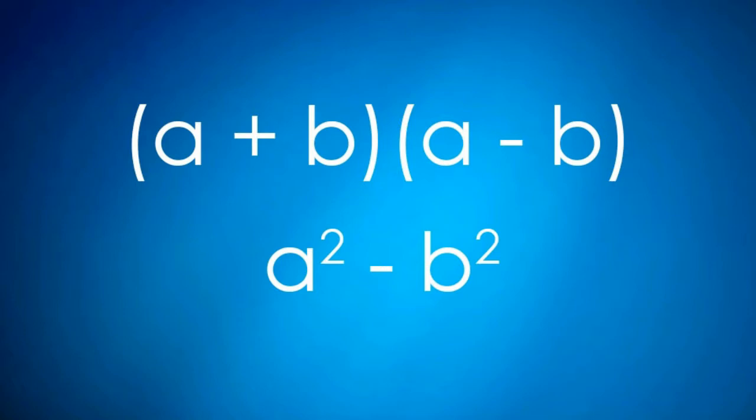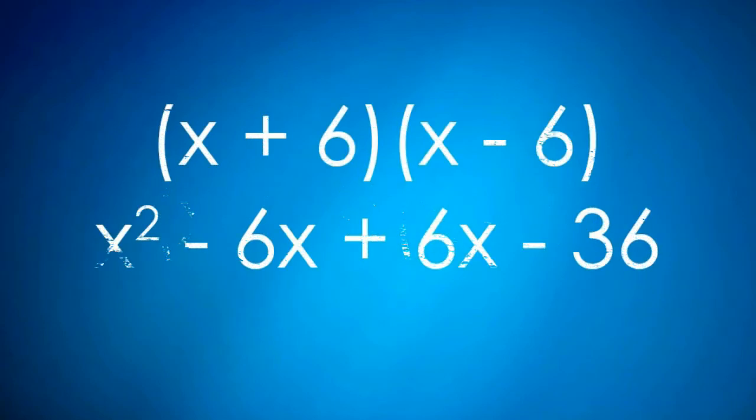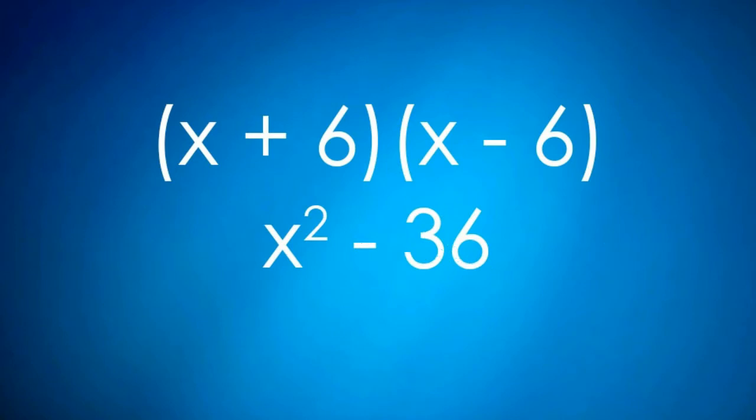We will have another example of difference of two squares, given quantity x plus 6 times the quantity x minus 6. Again, we will use the FOIL method to derive the simplified form of the two binomials. Quantity x plus 6 times quantity x minus 6 is equal to x squared minus 6x plus 6x minus 36 when we apply the FOIL method. Simplifying further, the equation will be equal to x squared minus 36, since negative 6x plus 6x is equal to 0.